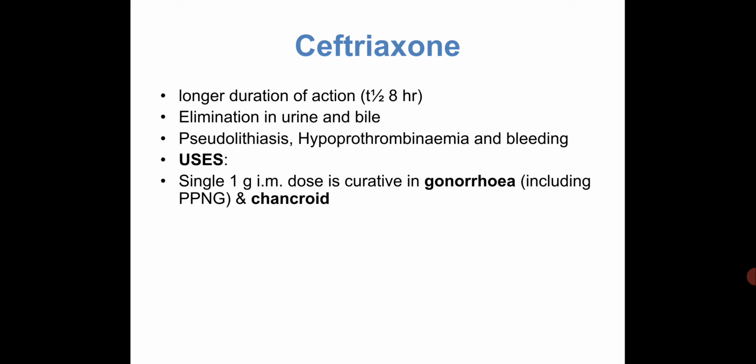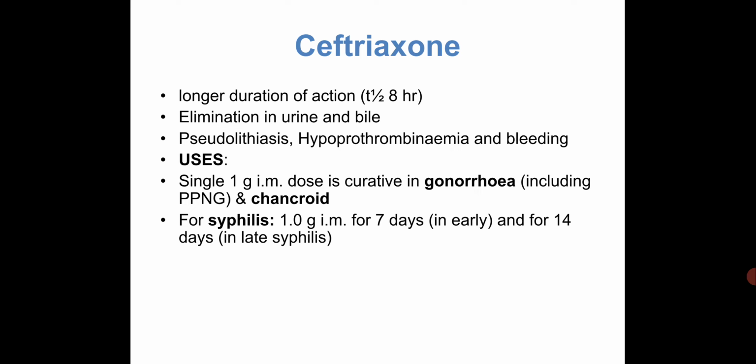Ceftriaxone is nowadays more useful as compared to the first and second generation cephalosporins, and this is a third generation cephalosporin. It is useful against various gram negative organisms like gonorrhea. For gonorrhea and chancroid, a single dose of ceftriaxone 1 gram intramuscular is curative. It is also effective in penicillinase producing Neisseria gonorrhoeae. In syphilis, it is given 1 gram intramuscular for 7 days in early syphilis, and for 14 days in late syphilis.